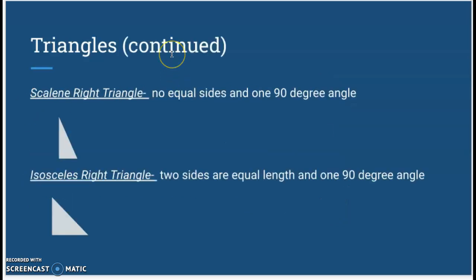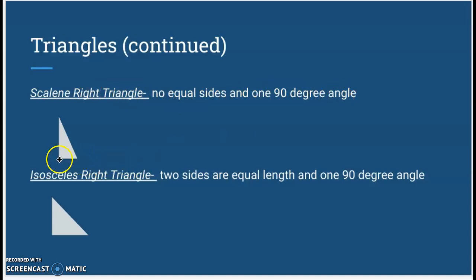Next we have our triangles continued. We have scalene again, which we just found out means no equal sides, and we have isosceles again, which we know means two equal sides, but we now have a little word in between those two that says right. Right means that it's a 90-degree angle. So in this one it says a scalene right triangle. That means no equal sides and one 90-degree angle.